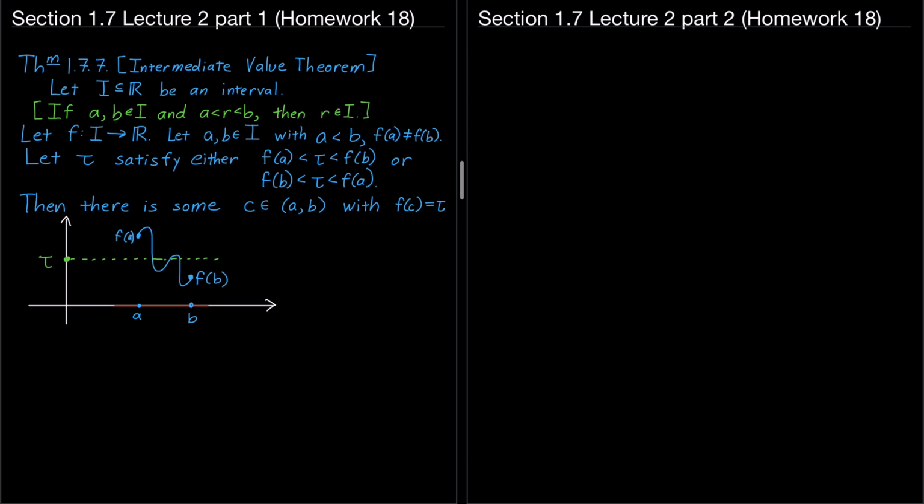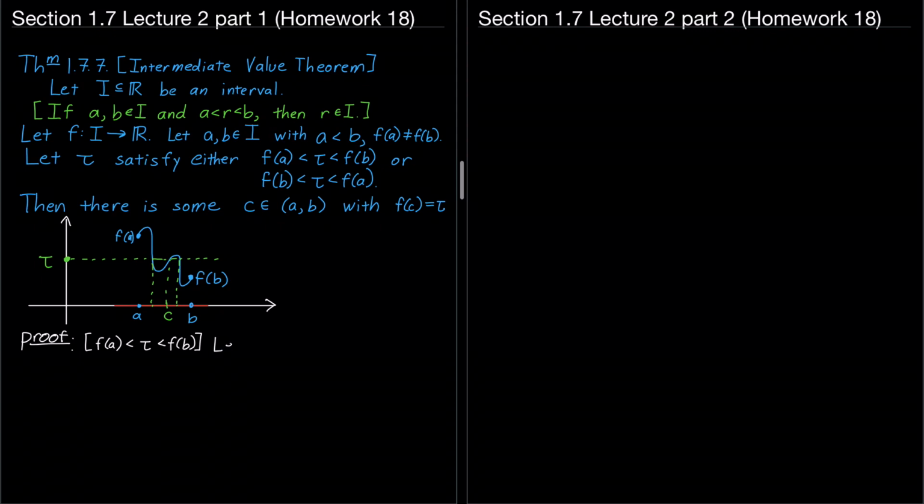And then there is at least one. In fact, in this case, there are several, but the intermediate value theorem promises us at least one C between A and B that satisfies f of C equals tau. So let's prove this thing. So let's prove this in the case where f of A is less than tau is less than f of B. The proof in the other case is similar, but it's just going to be a lot more straightforward if we don't have to talk about which one we want.